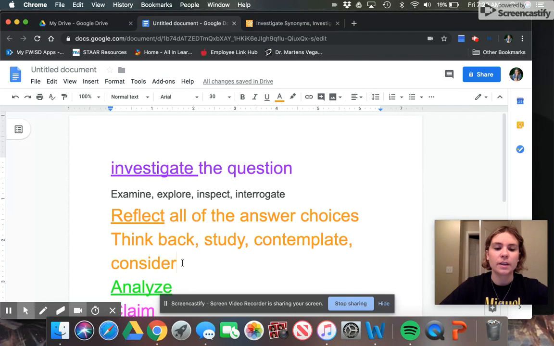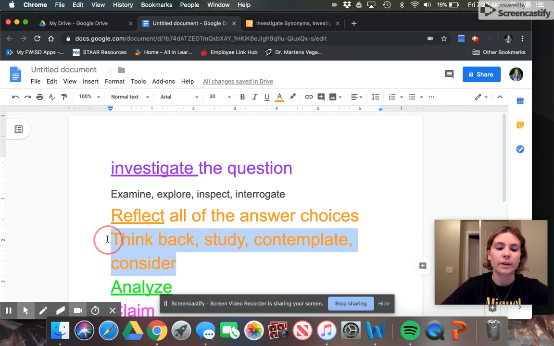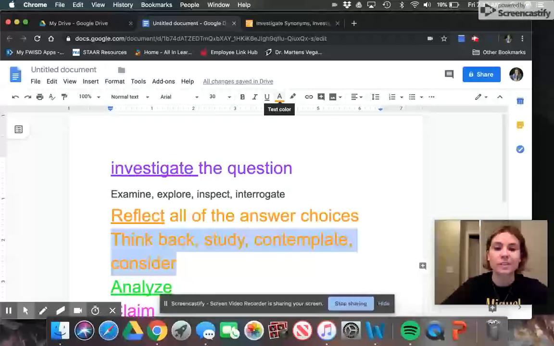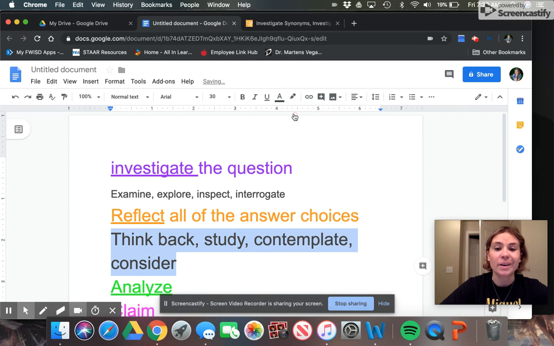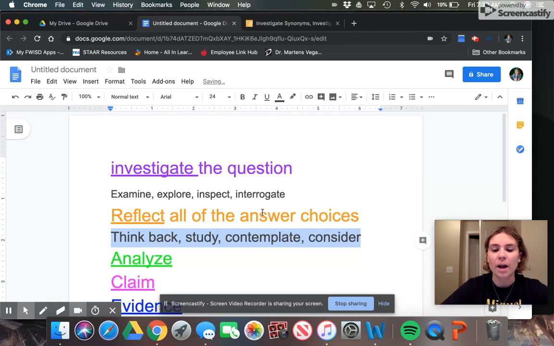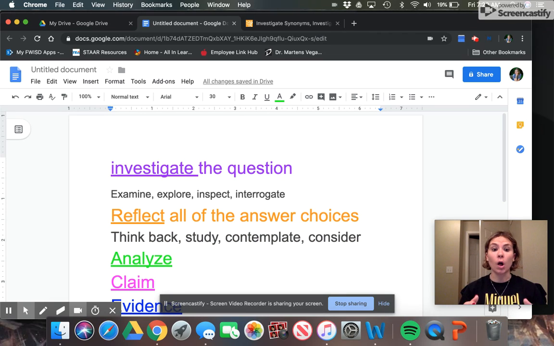And at the same time, you're building their vocabulary and showing them real-world, easy ways to think of better ways to say something, more concise ways to say something. So we're reflecting on all of the answer choices, not just one, not just the one we think is right, but all of them.